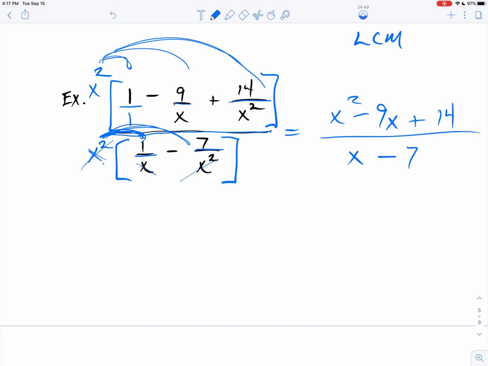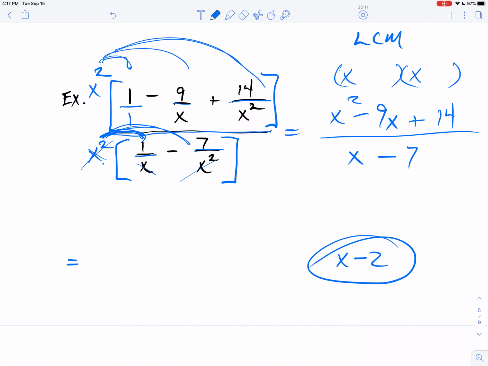But when you check the answer for this particular problem, you get x minus 2 for an answer. Why do they have such a tiny answer? Okay, here's the thing that we haven't run into a lot, but the top part does factor this time. X and x, that'll give me x squared. Last sign's positive 14, so I need a minus 2 and a minus 7 to make that work, because this guy is a minus 9.